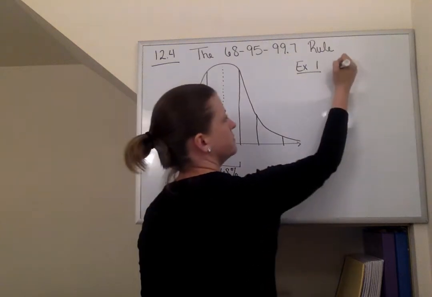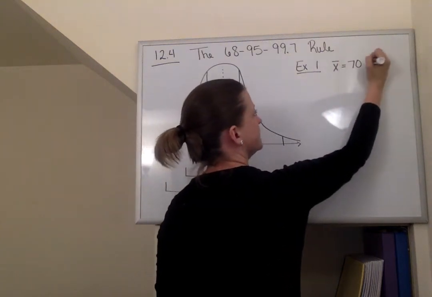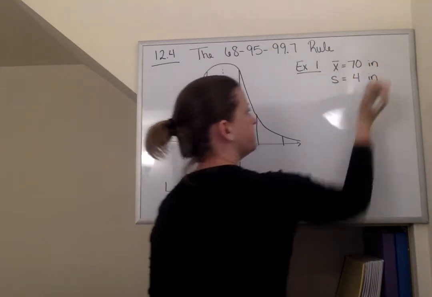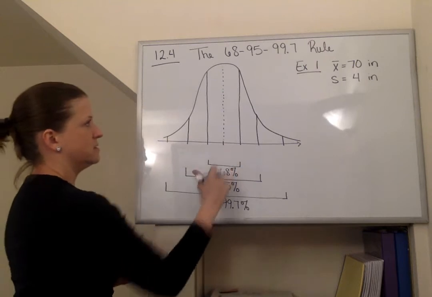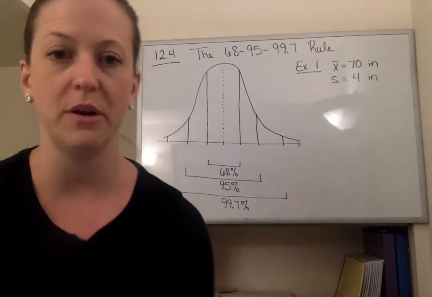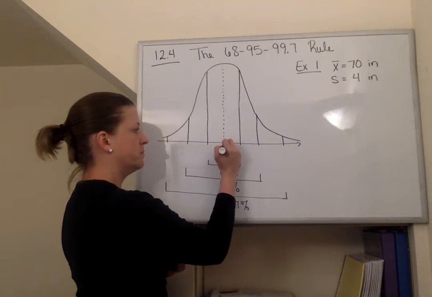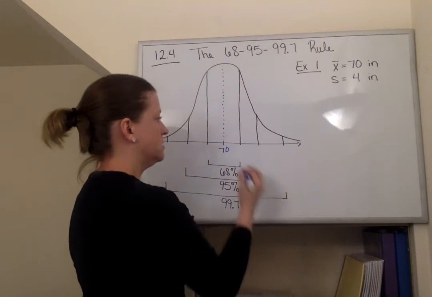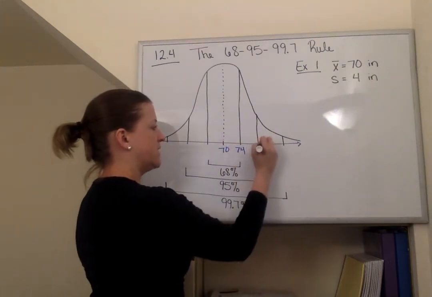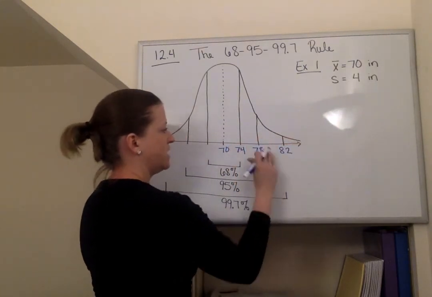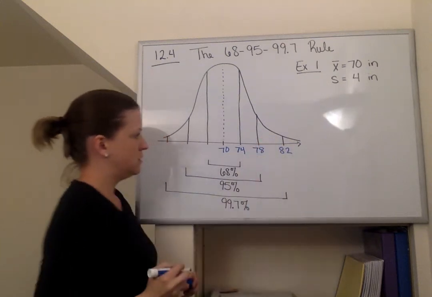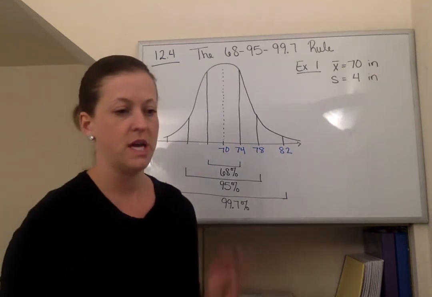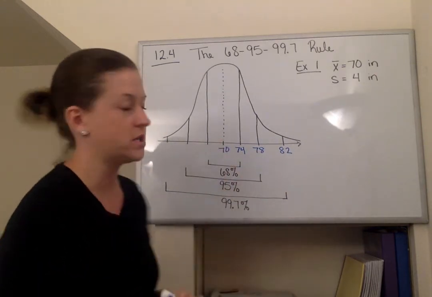So again, the mean is 70 inches. The standard deviation is 4 inches. So watch how we're going to set this up. I'm going to put my mean in the middle, 70. And then I'm going to count up by 4s. So 74, 78, 82. Okay? So I'm just adding 4 each time. And then I'm going to subtract 4 each time.